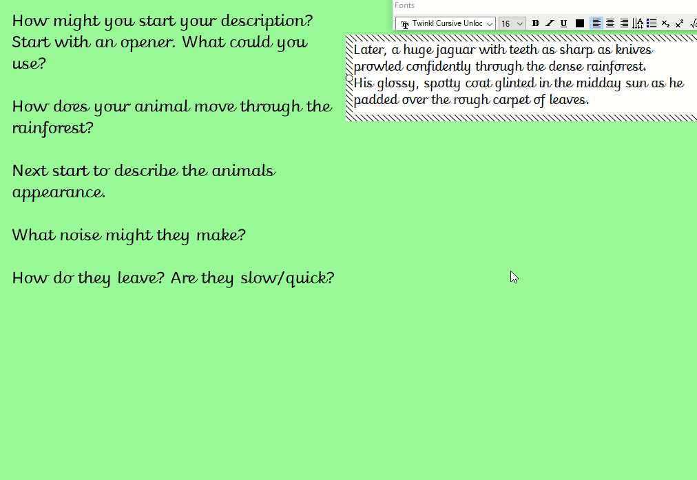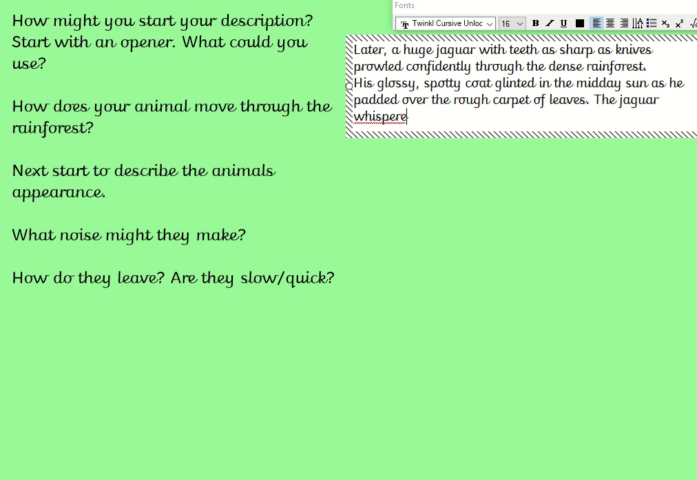Okay, so now I want to think about any noise he's going to make or how he might speak to the man, okay? I think my jaguar doesn't need to shout. He doesn't need to make lots of noise. He's very confident in himself. So I think he's going to whisper. The jaguar whispered to the man. Okay, so the jaguar whispered to the man.